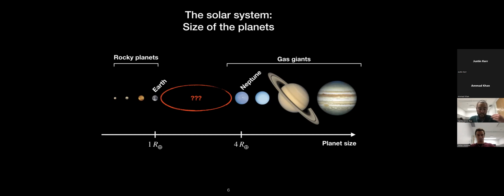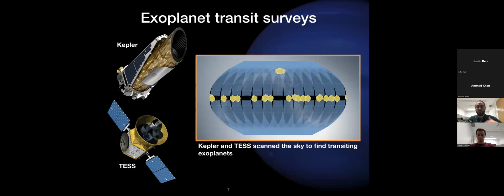But then exoplanet science became a huge field, and we were able to launch exoplanet transit surveys in the form of the Kepler mission, and then more recently the TESS mission that had for objective to scan the sky and look at stars to find transiting exoplanets, so planets passing in front of their stars and giving us transit signals, allowing us to learn the radius of these planets.